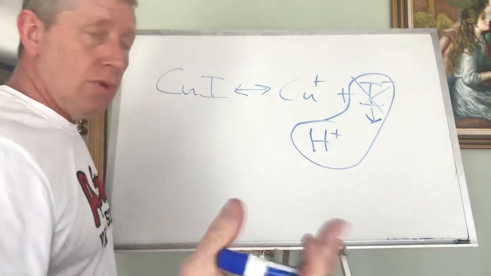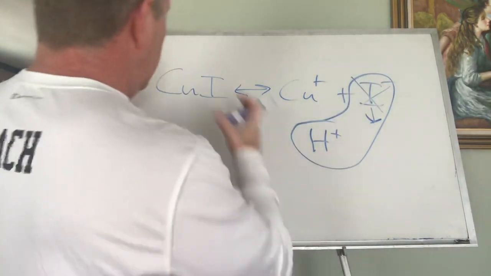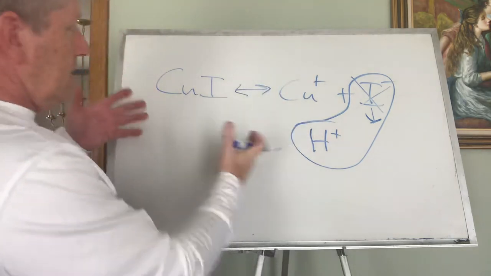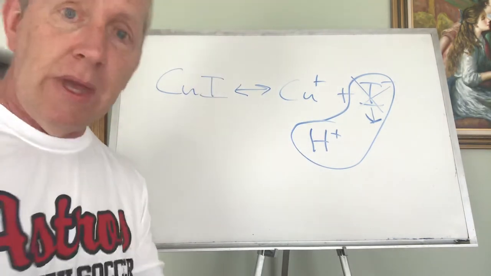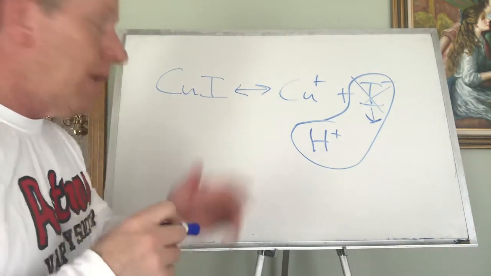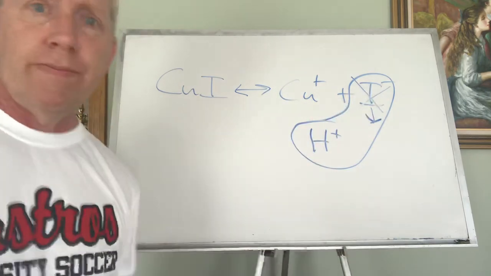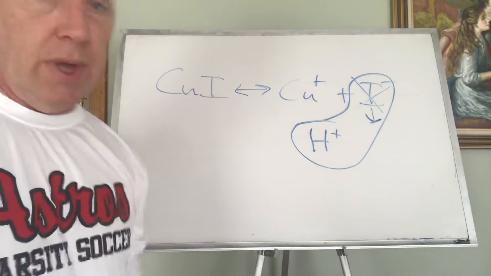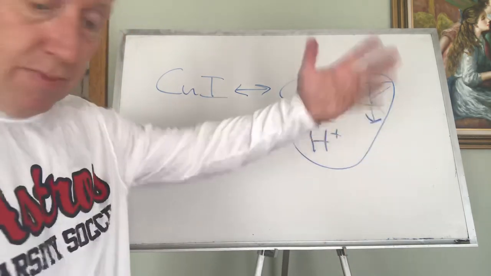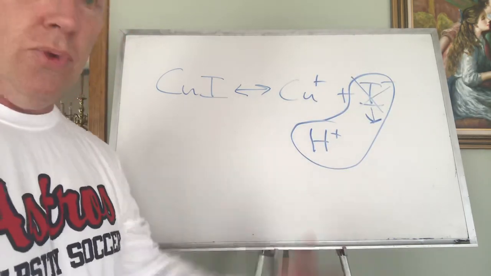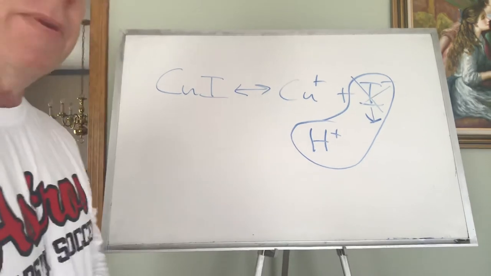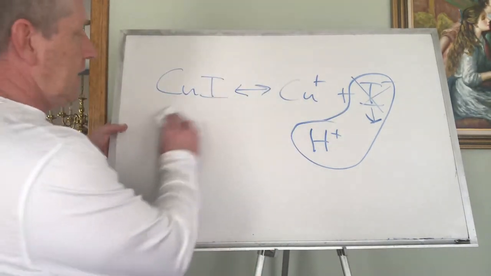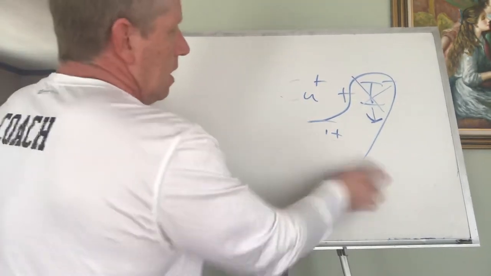We can't pull it out of solution, which means if you put this in an acid, the solubility of the copper iodide doesn't change. It doesn't change because we can't pull that out. We can't make it more soluble because that just can't pull it out of solution. All right, makes a strong acid. Strong acids stay 100% ionized. I mean, ionized.